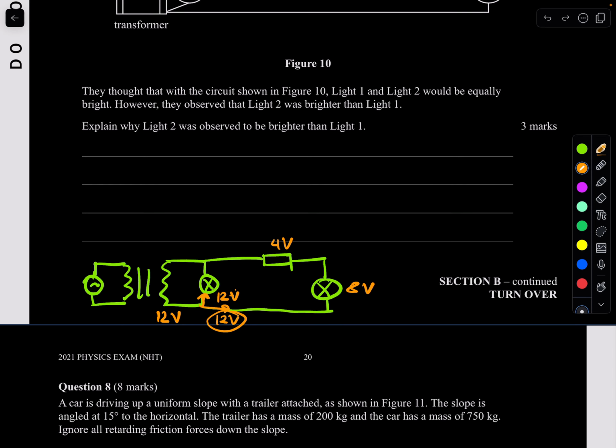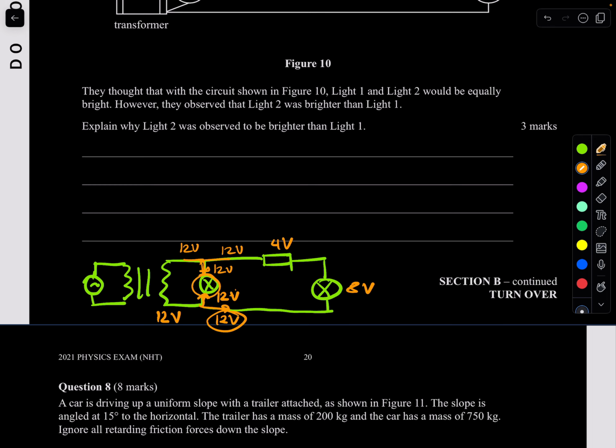And you can also explain it using power, but I think explaining it in terms of voltage is much easier for this question. So I hope that makes sense. Just remember, make sure you know some basic electronics. We know in parallel circuits, the voltage is going to be given. So if we're given 12 volts, the voltage is going to be given here 12 volts, and also it's going to be given here 12 volts.